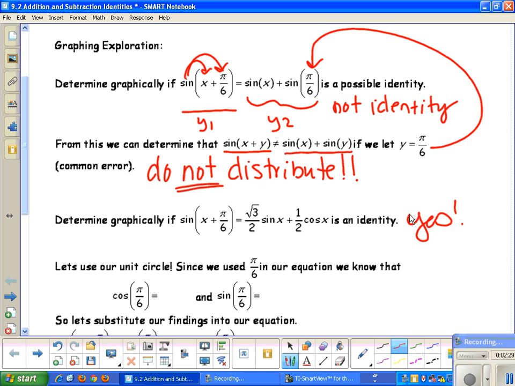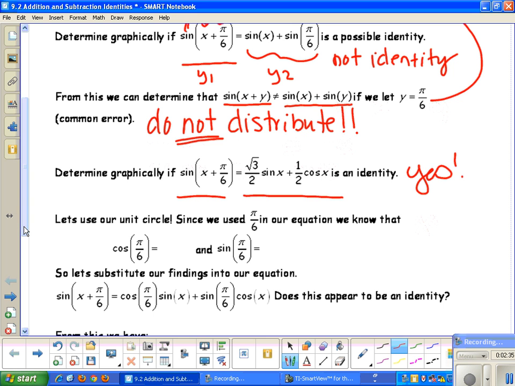So let's see if we can come up with the equation that makes this a true statement to actually give me my identity values. Remember that the cosine of pi over 6 is really root 3 over 2, which is where we get this right here, and the sine of pi over 6 is equal to 1/2, which is where we get this right here.